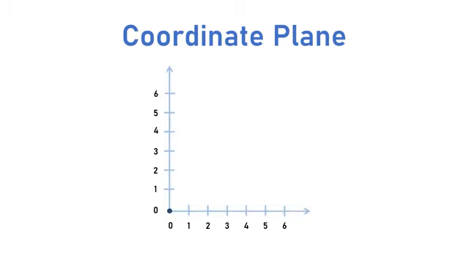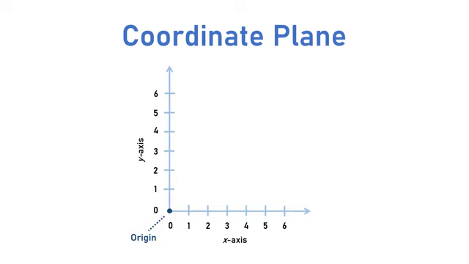A coordinate plane is formed by two number lines that are joined together at a point called the origin. One of these lines is called the x-axis and stretches horizontally from the origin. And the second line is called the y-axis, which extends vertically from the origin.